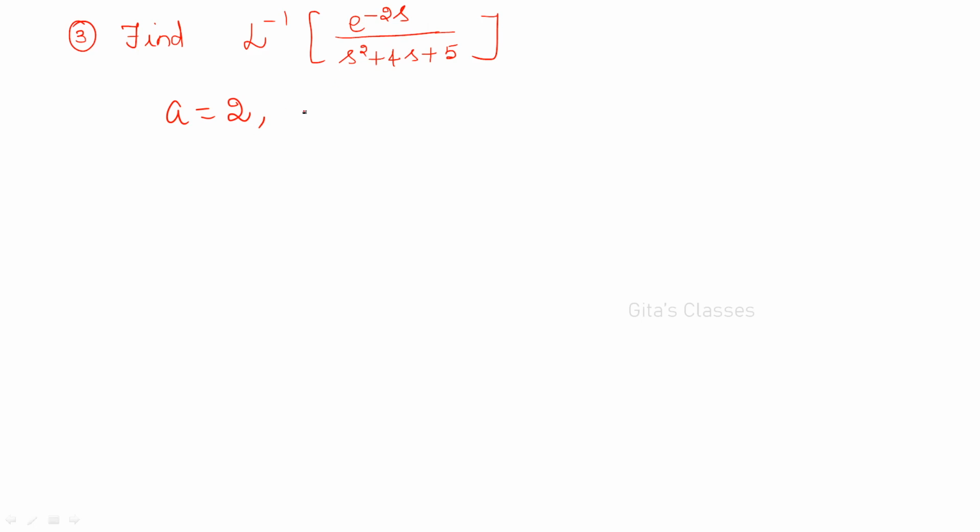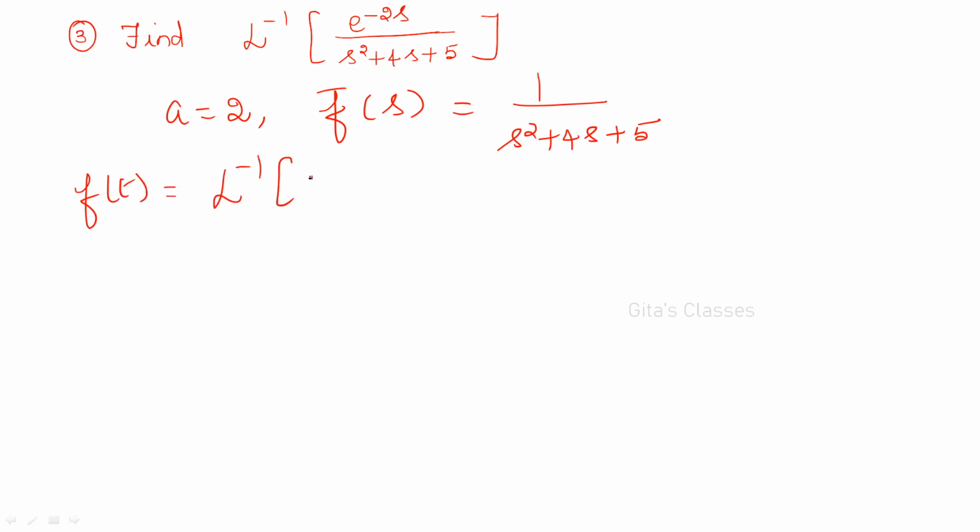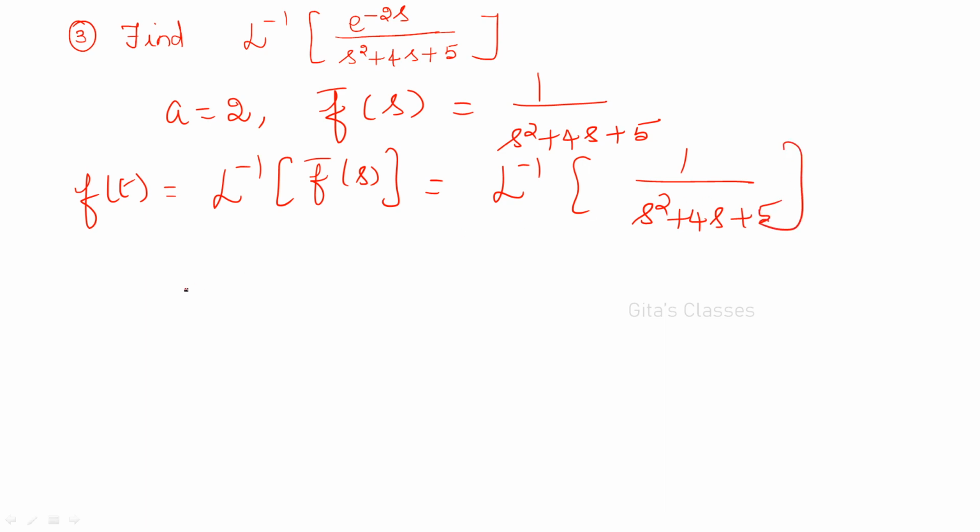e power minus 2s, so a is equal to 2. And f bar of s is equal to 1 by s squared plus 4s plus 5. So f of t is equal to L inverse of f bar of s, which is L inverse of 1 by s squared plus 4s plus 5. Whenever you have a quadratic in the denominator, try to write it as s plus a or s minus a form.